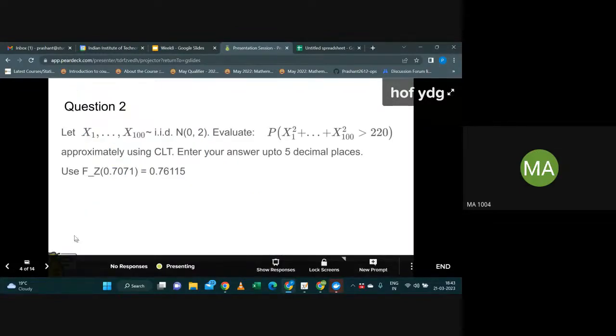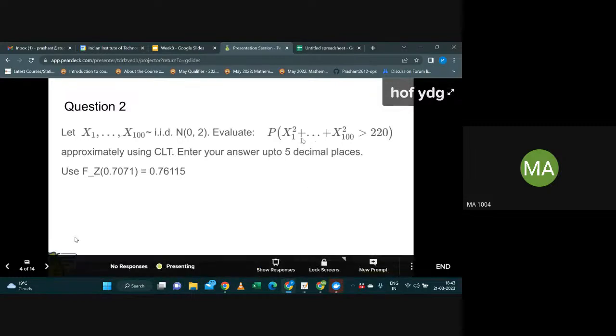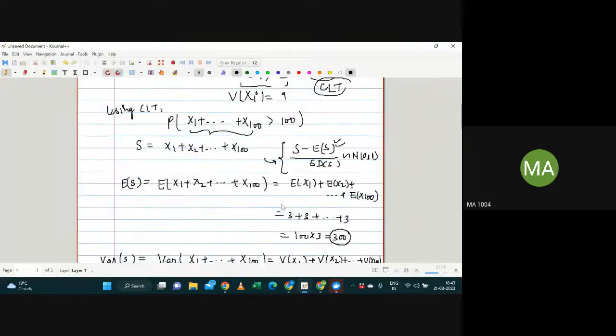One more thing you have to keep in mind. The same approach applies: you have to use the CLT, but instead of just a summation of random variables, it's a summation of squares of the random variables. So there is one concept, and I'm going to give you a hint.